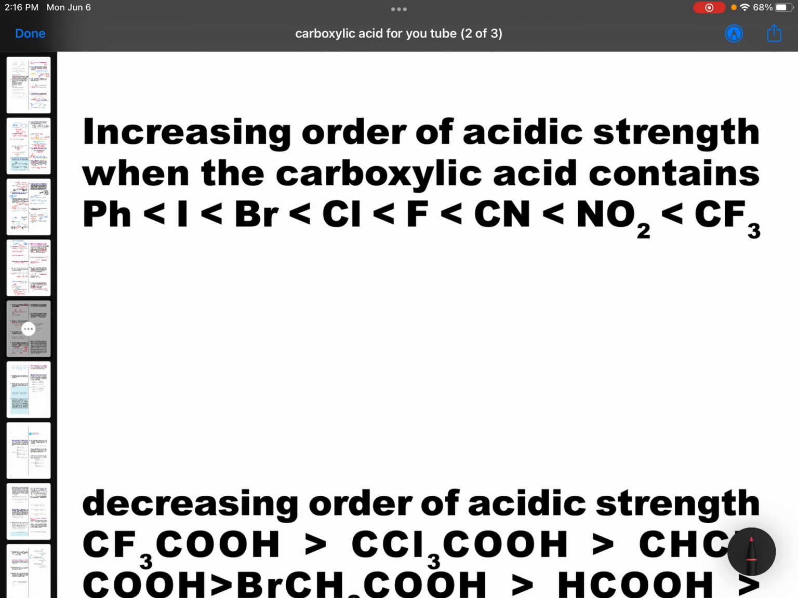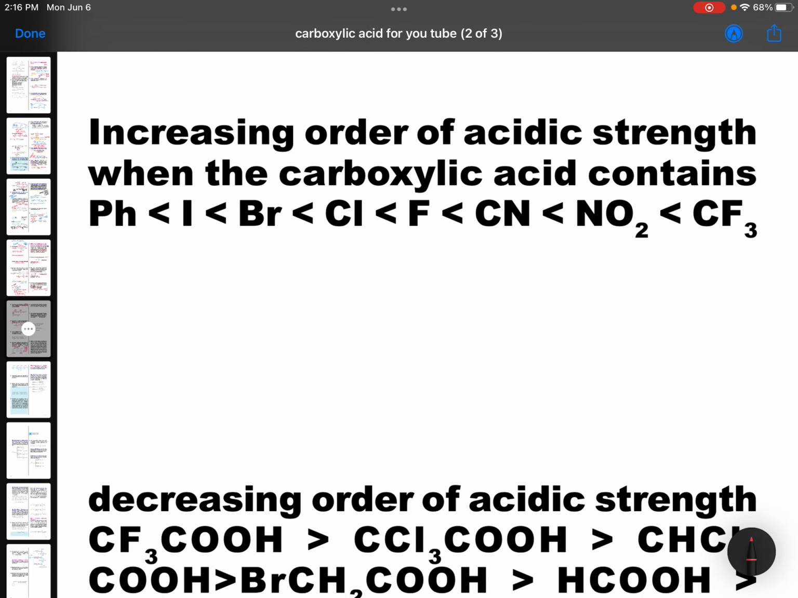Increasing order of acidic strength when the carboxylic acid contains these groups: you can see phenyl group, then iodine, bromine, chlorine, fluorine, all these are minus I groups. Fluorine is stronger, as you just saw in the same lecture. Then cyanide, then NO2, then CF3. CF3 is the strongest one. So if CF3 is there, that is a better acid. Then NO2, then CN, then F, Cl, Br.